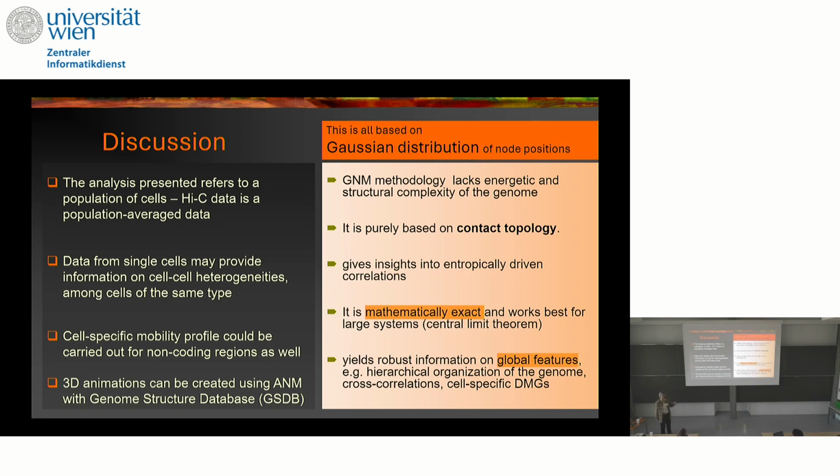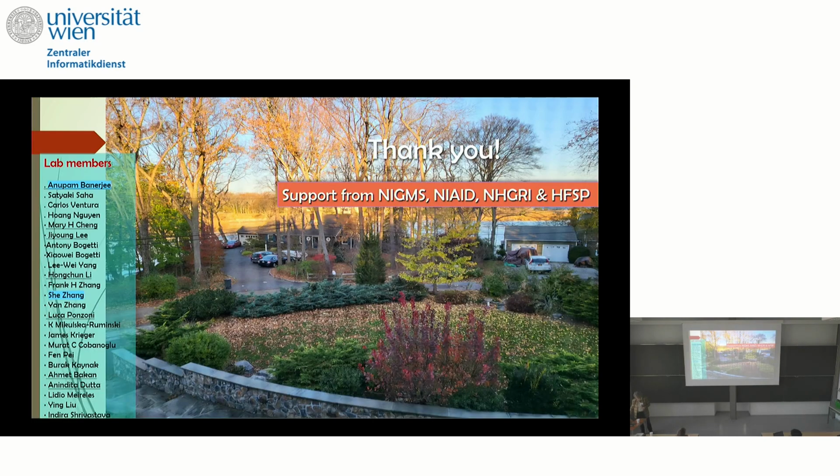Last word about the GNM. It is approximate. It lacks energy. It lacks structural complexity. It is purely based on contact topology. It gives information on entropically driven correlations. I think the physical approximation is being somehow compensated by its mathematical rigor, I would say. We have a unique solution that takes account of the entire topology, and especially when we look at the global features, they are very robust and give us information on hierarchy, cross-correlation, and specific mobility profiles.